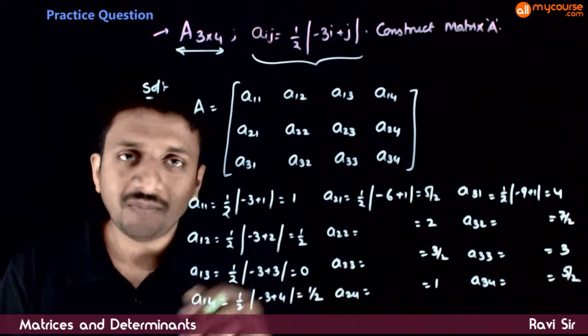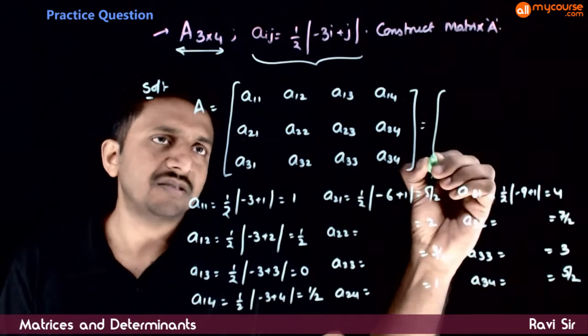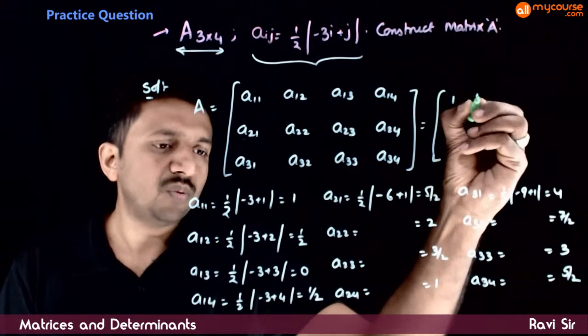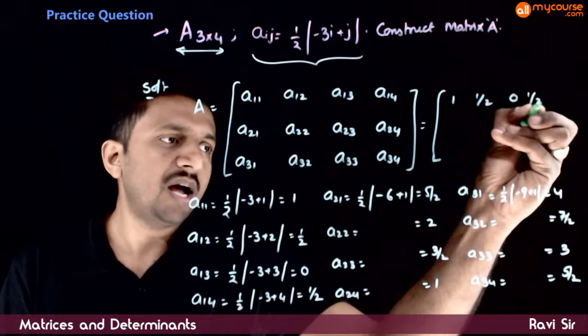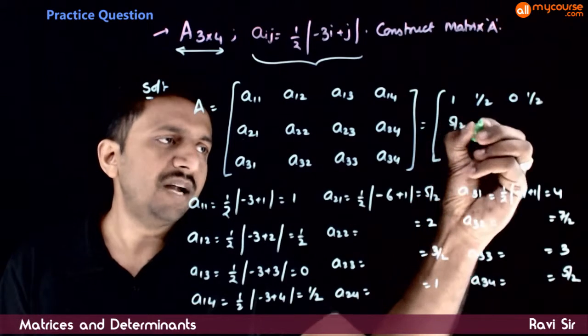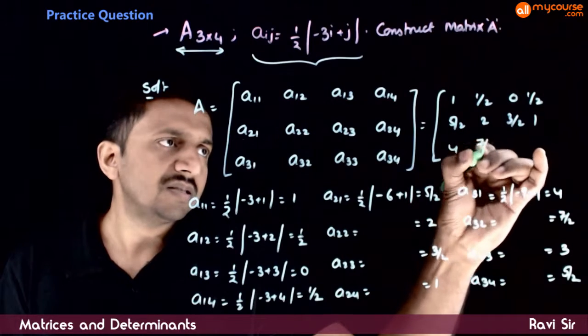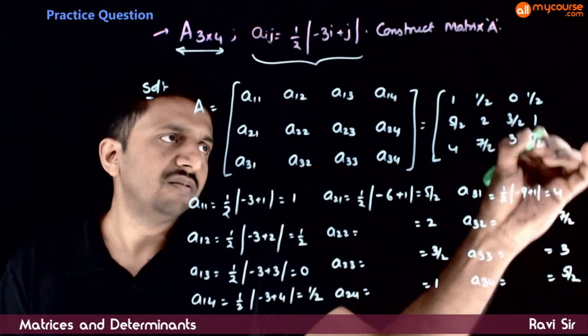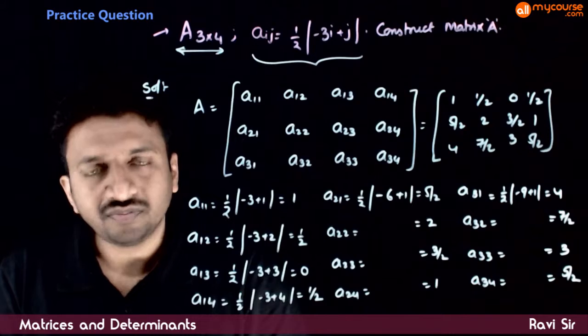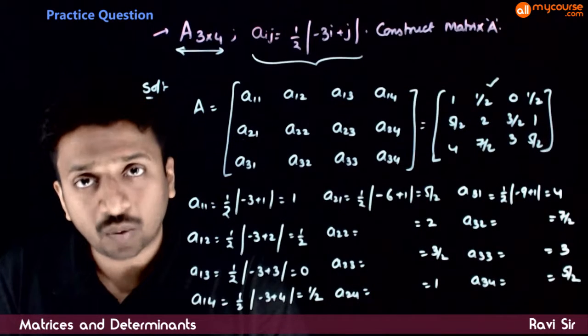So you got all the elements, just need to fill the elements. So the first row is 1, half, 0, half; the second row is 5 by 2, 2, 3 by 2, 1; and the third row is 4, 7 by 2, 3, 5 by 2. So this is the required matrix.